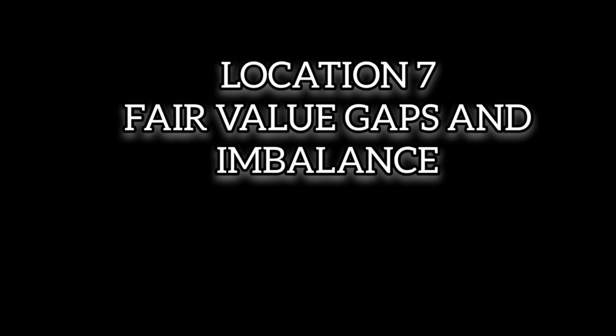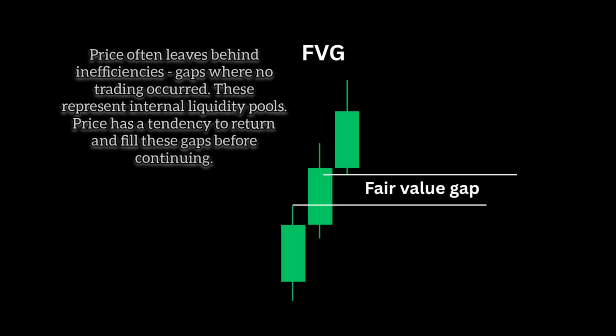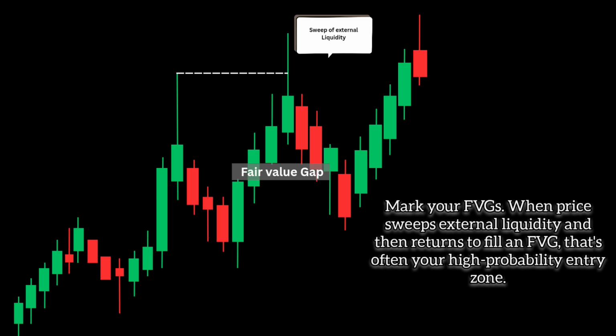Location 7: fair value gaps and imbalances. Price often leaves behind inefficiencies, gaps where no trading occurred. These represent internal liquidity pools. Price has a tendency to return and fill these gaps before continuing. Trading implication: mark your FVGs. When price sweeps external liquidity and then returns to fill an FVG, that's often your high probability entry zone.